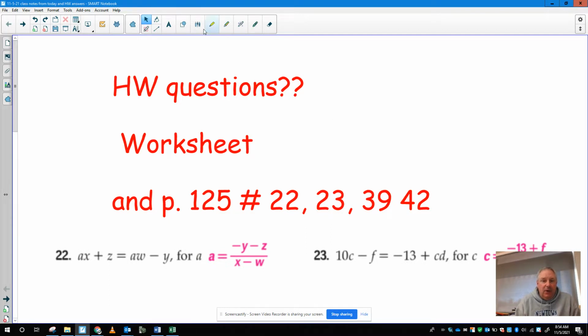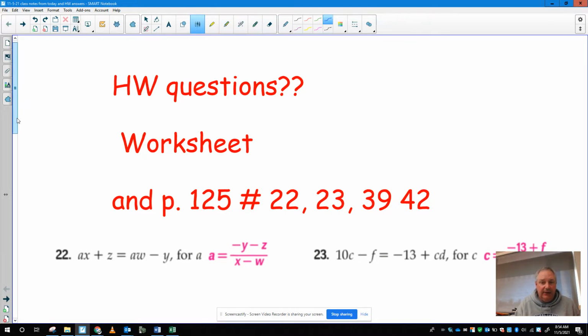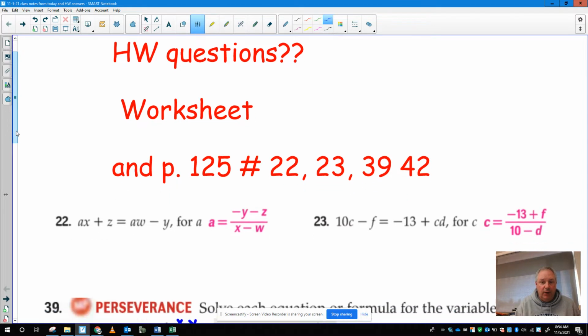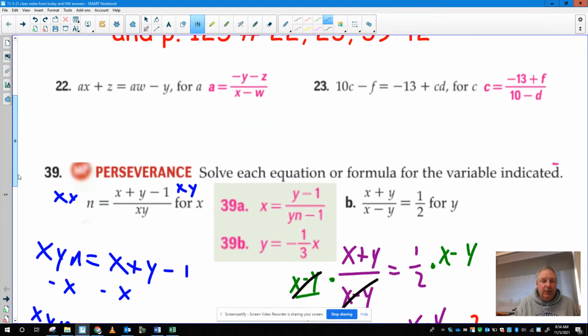So let me go over a couple of homework questions first. Just a reminder, our test is on Tuesday. Today we have a short lesson, which is actually fairly easy once you get the hang of it. That's the last topic, and then the homework will be reviewed tonight, and then we'll review more on Monday. So let's go over number 39.